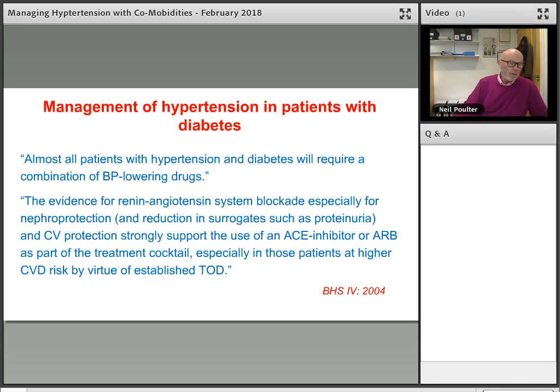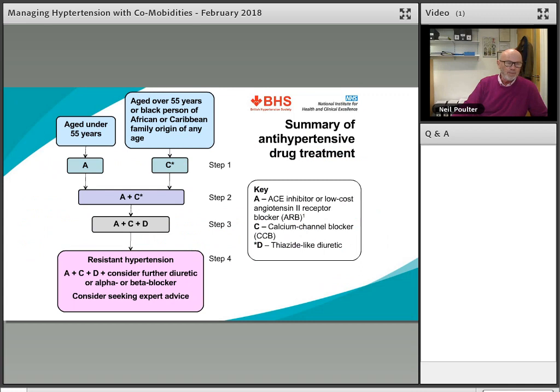By virtue of established target organ damage. So RAS blockade was recommended then for everybody, at least in a combination, and just about all diabetics need a combination. So now if you go back to British guidelines 2011, these were the NICE guidelines.